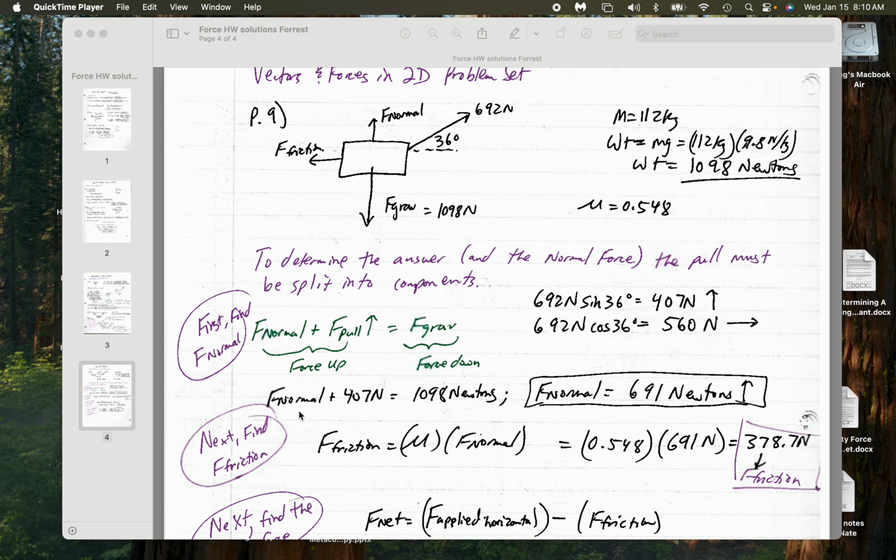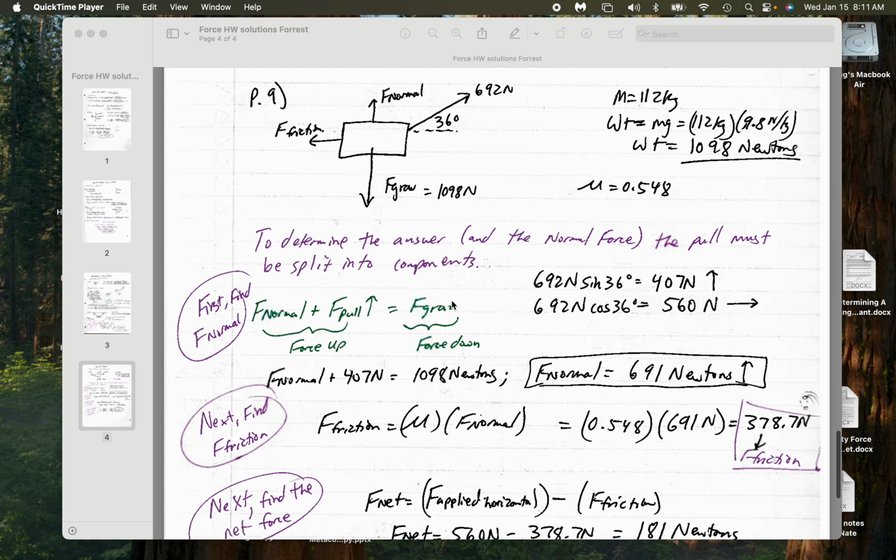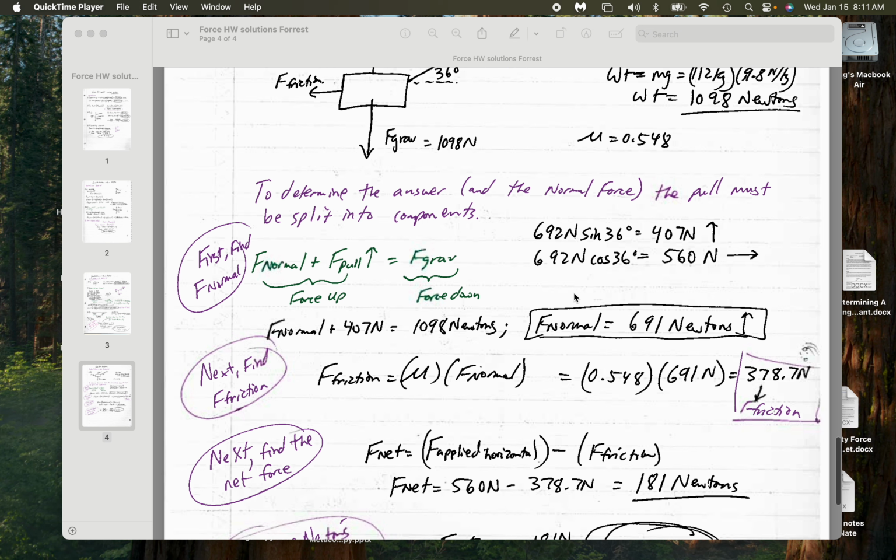And I get the normal force plus 407, that's my upward forces, and that equals gravity down. So in other words, this normal force is going to be less than the force of gravity down because I'm already pulling up with 470 newtons as found by this. So therefore the normal force is 691 newtons.